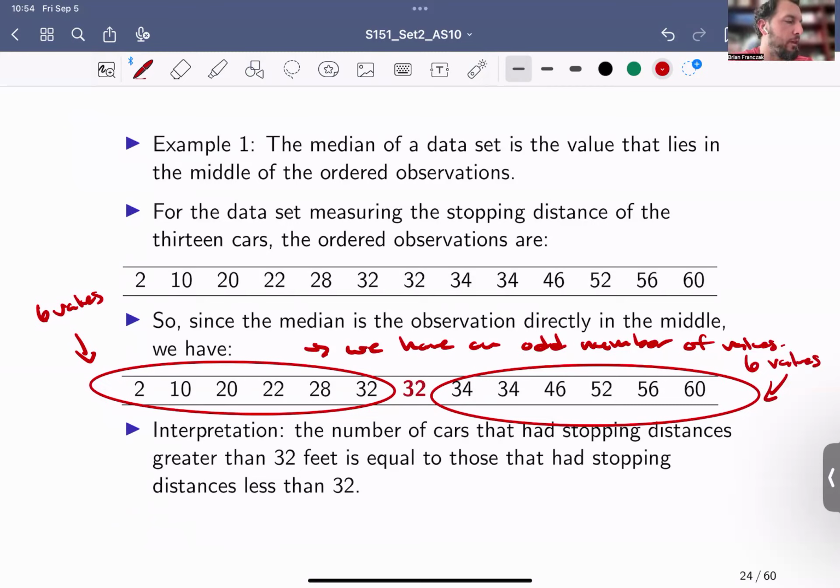Now, if we wanted to explain this to someone, we could say something like the same number of cars that took less than 32 feet to come to a stop is equal to the number of cars that took more than 32 feet to come to a stop. So 6 cars took less than the median and 6 cars took more than the median number of feet to come to a stop. That would be one way of explaining this.